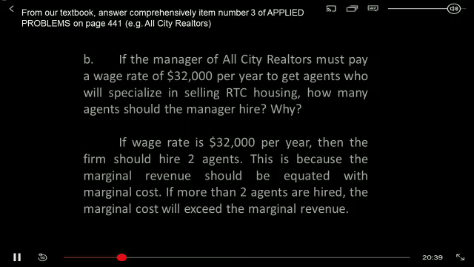Requirement D. If the manager of All City Realtors must pay a wage of $32,000 per year to get agents who will specialize in selling RTC housing, how many agents should the manager hire and why? So, if the wage rate is $32,000 per year, then the firm should hire 2 agents. Why? This is because the marginal revenue should be equated with the marginal cost. If more than 2 agents are hired, the marginal cost will exceed the marginal value.